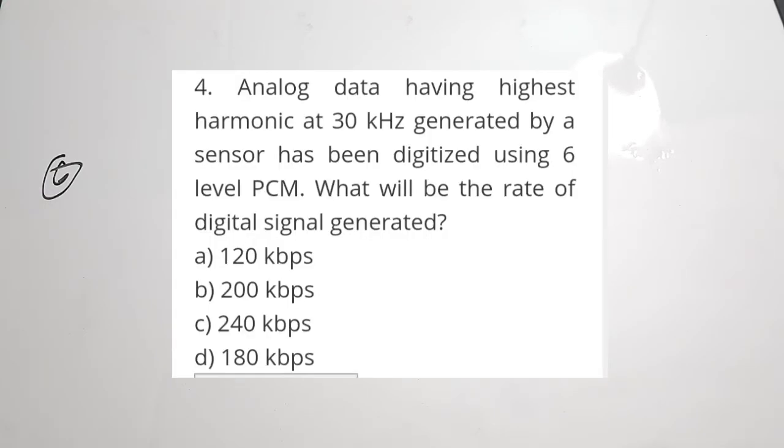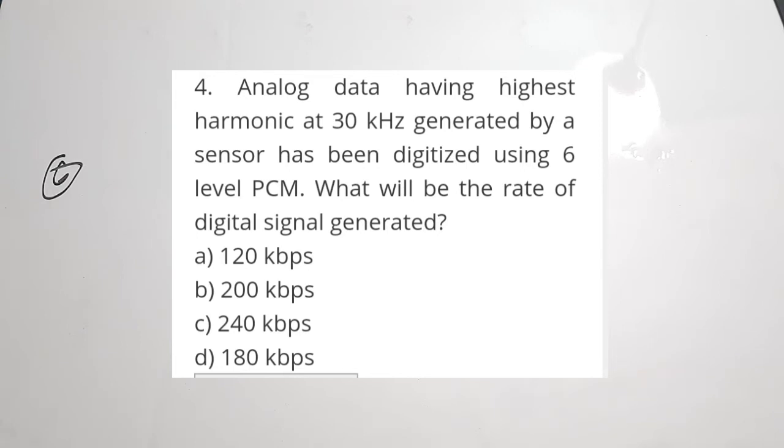Analog data having highest harmonic at 30 kilohertz. Highest harmonic means the maximum frequency. 30 kilohertz, generated by a sensor, has been digitized using 6-level PCM. So here digitizing is done. What will be the rate of digital signal generated?